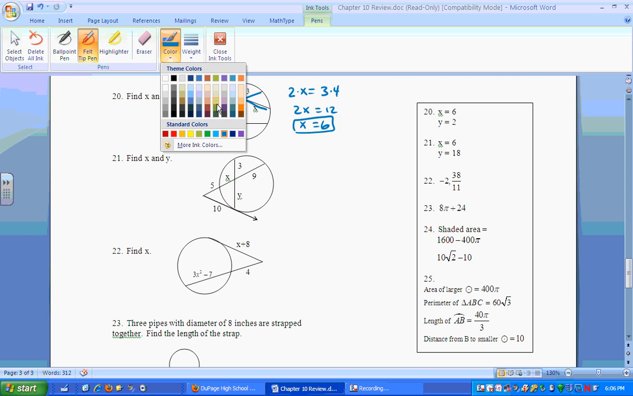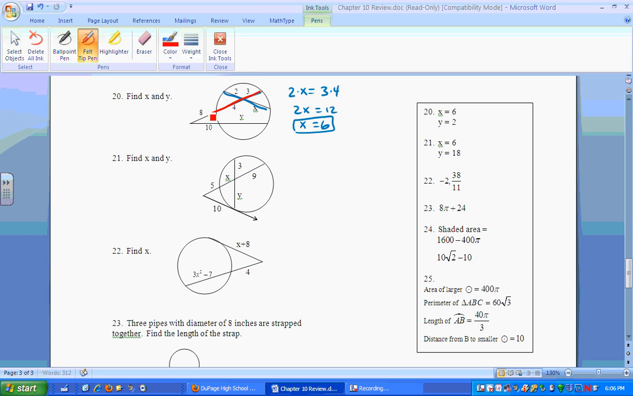The other one, let's do a different color. We got a secant rule. Secant says the whole thing. So 8 plus 4 plus 3, that's 15, times the outside, which is 8, equals the whole thing down here. That's 10 plus y times the outside of 10. You do the math, you solve, you get 120 is equal to 100 plus 10y. Subtract it over, and y ends up equaling 2.